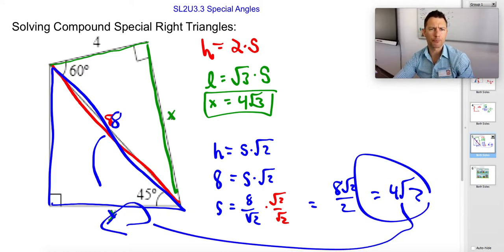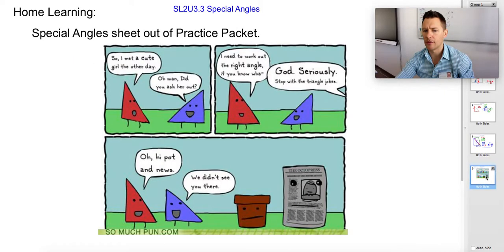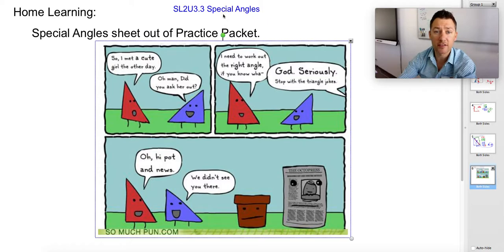All right, so awesome. You can slice and dice 90-degree triangles, special triangles.